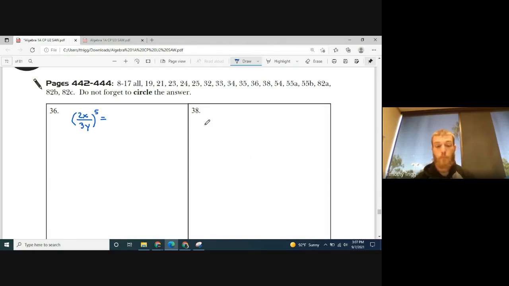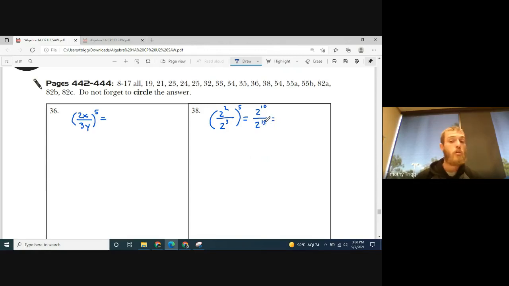Number 38. Here we have 2 squared over 2 to the third, or 2 cubed, to the power of 5. So this whole thing is to the power of 5. Now, I hope you remember, when we have a power to a power, you multiply those powers. So here we have 2 to the power of 2, and then to the power of 5. So that's going to be 2 to the power of 10 over 2 cubed, and then to the power of 5, power to a power, you multiply those. So that's 2 to the power of 15.